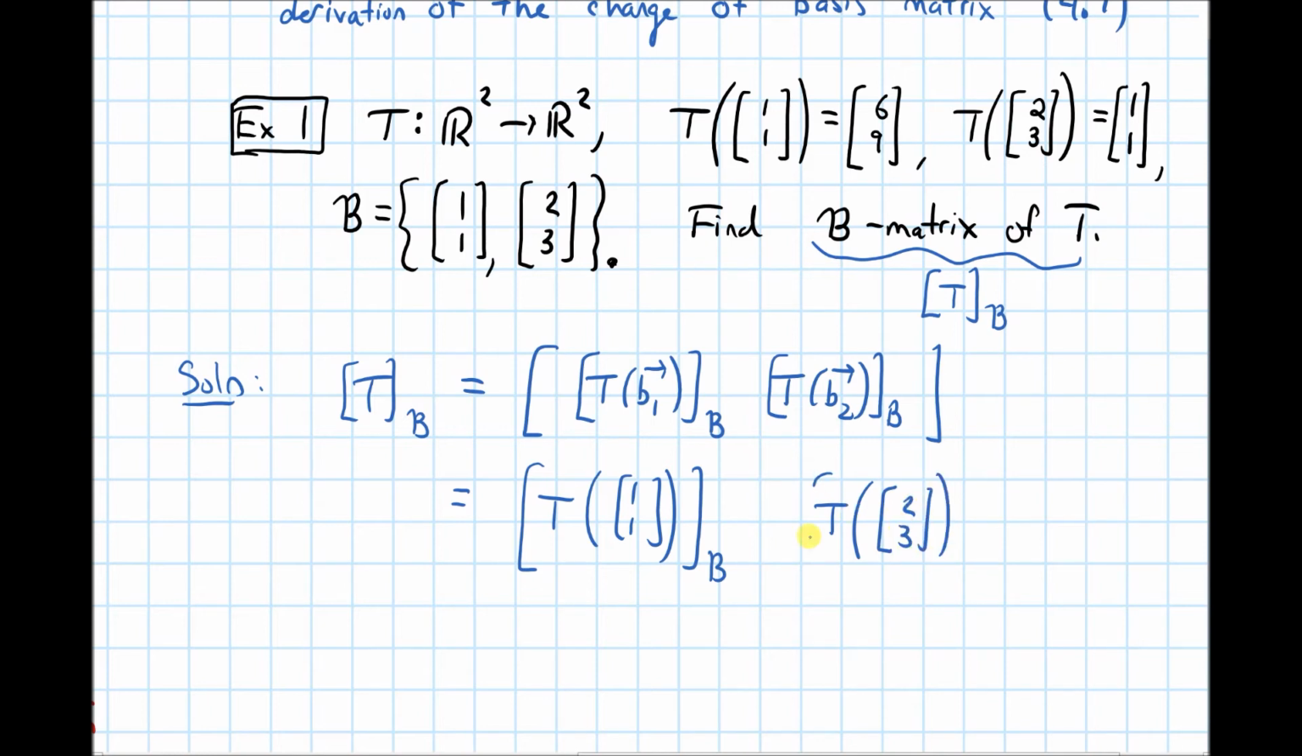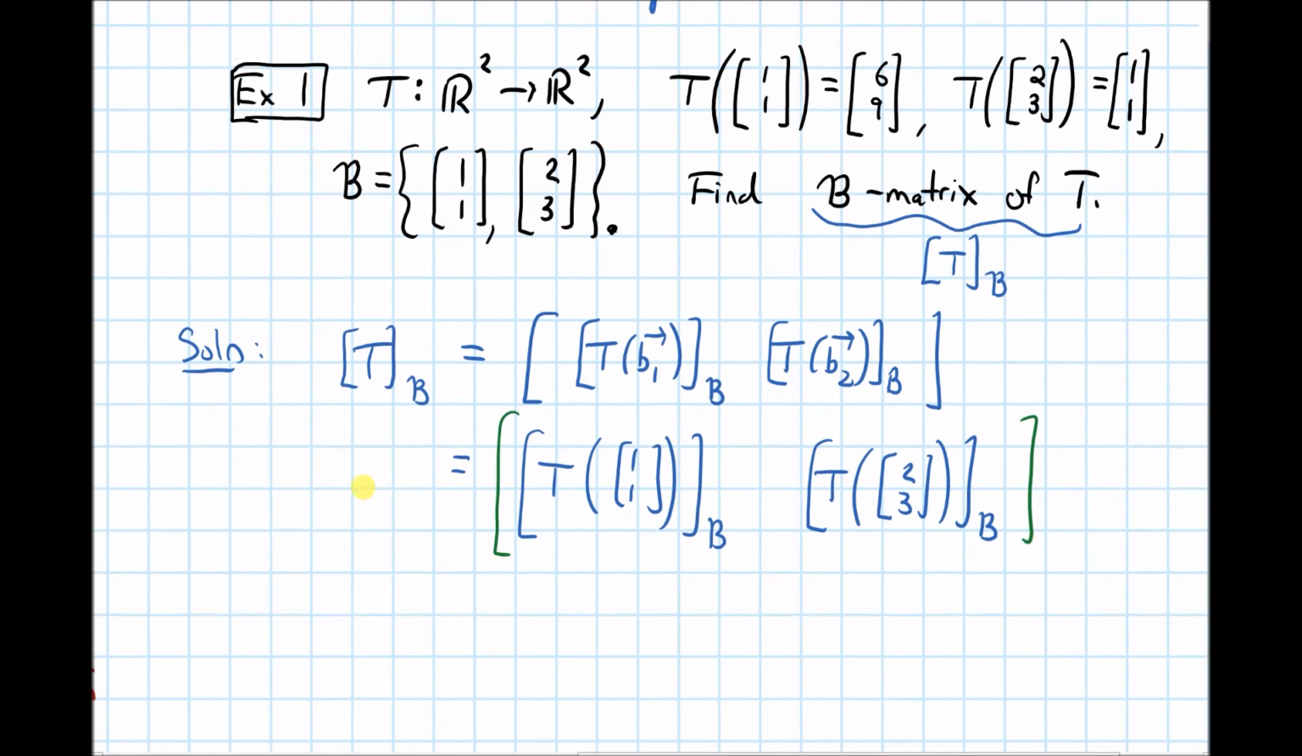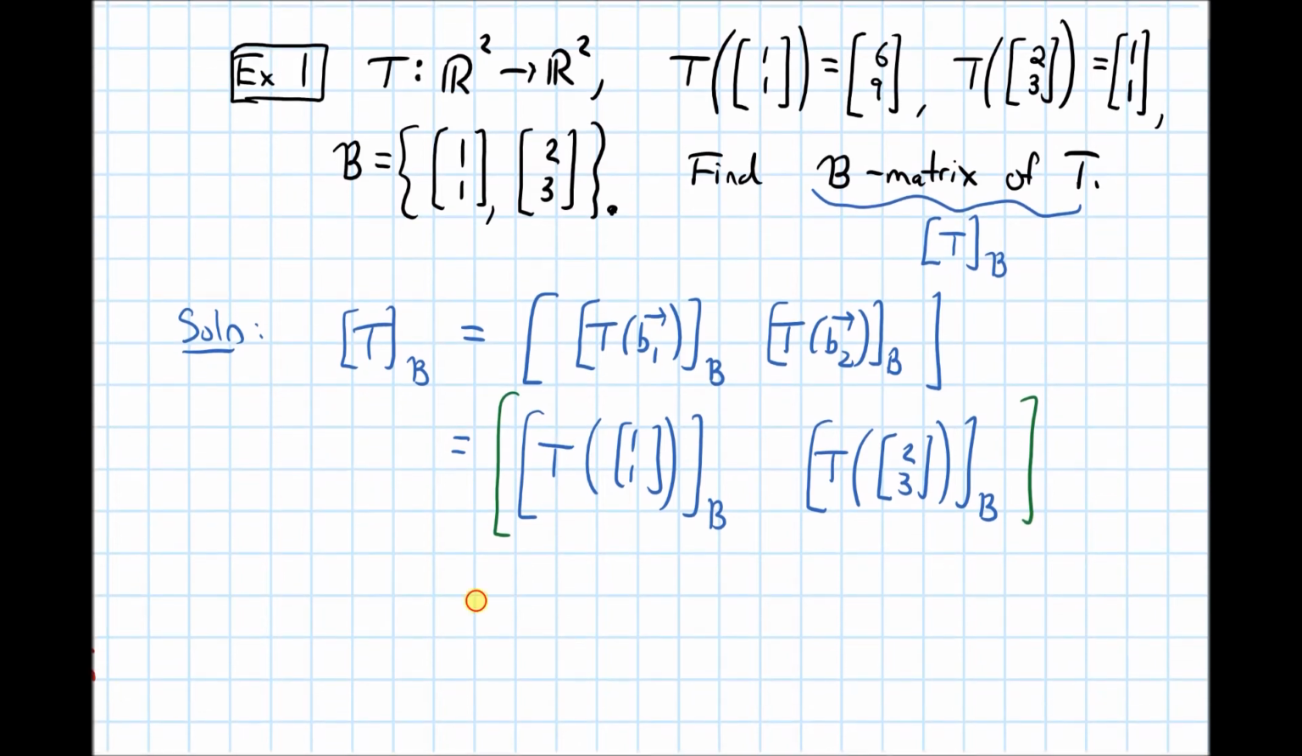And then take its coordinate vector. And these are the columns of the matrix. So let me put the matrix brackets in green, so it stands out a little bit more. Okay, so now let's continue to simplify.